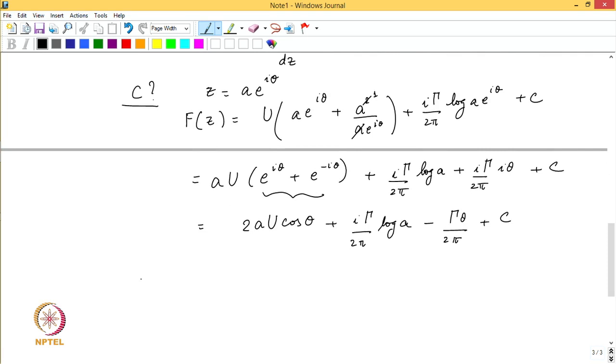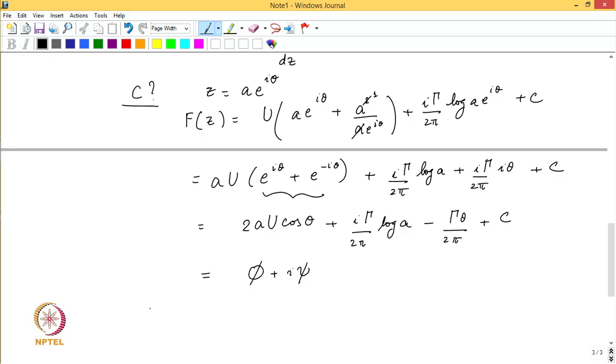Okay. Now, we have not reached the conclusion yet, which is that I want to write this as φ plus iψ. So, I want to associate the real part to φ and the imaginary part to ψ. As of now, it is not going to serve my purpose, because if I was to assume c to be real, then c would go to φ, and then I would still not be able to get ψ equal to 0 on this surface. So, I want ψ to be 0.